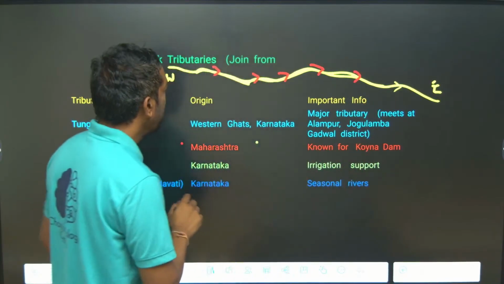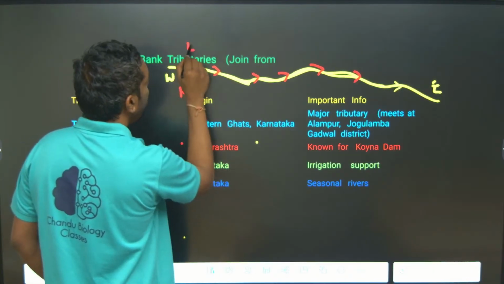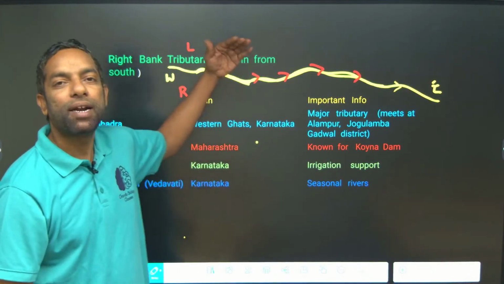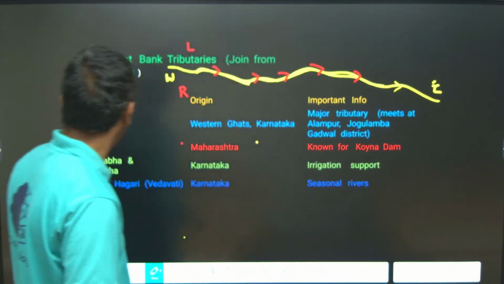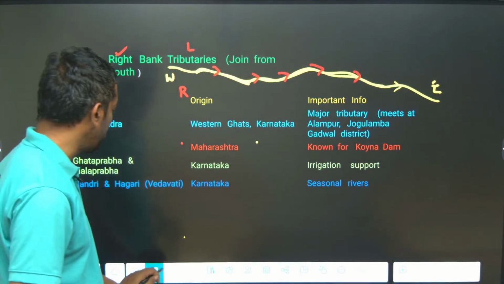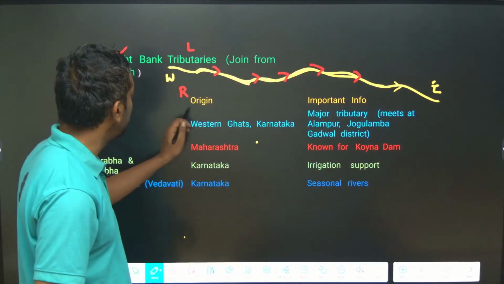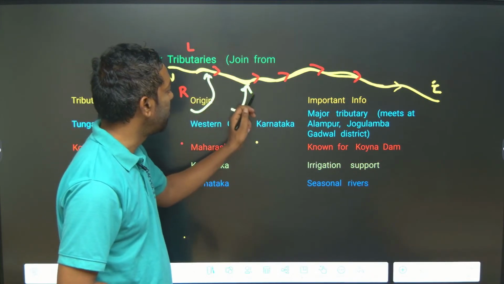In this way, this side is the right side, this side is the left side. Okay, the upper part is the left side, the lower part is the right side. So if we come to the right bank tributary, they can enter from this side like this. They can enter as right bank tributaries.